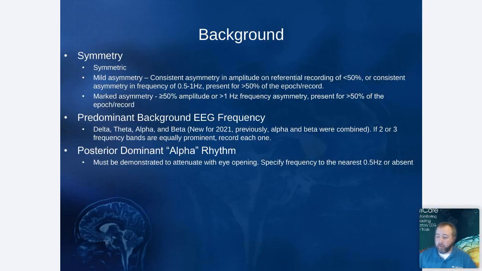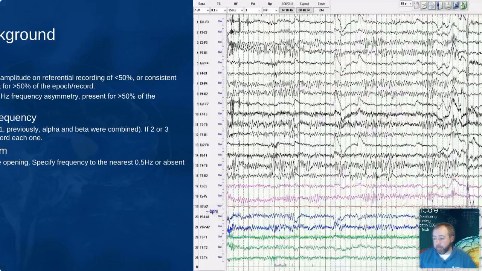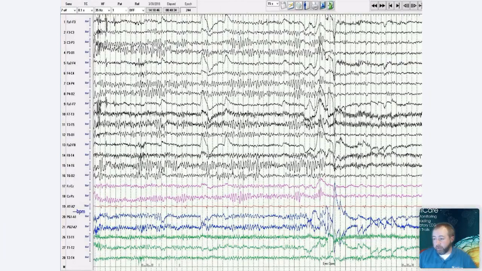Next, you also want to mention the PDR or the alpha rhythm. And you have to be able to demonstrate it with eye opening. And if there is a PDR, specify what frequency it is. So again, most of us here should know what your PDR is going to look like. This is kind of a compressed page, but you can see this person has a good PDR. They open their eyes, it attenuates. So it's a very obvious PDR.